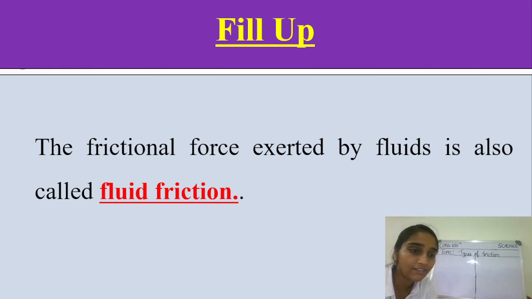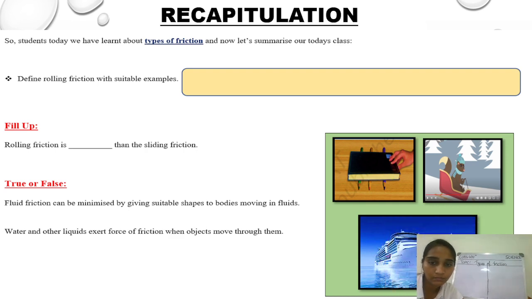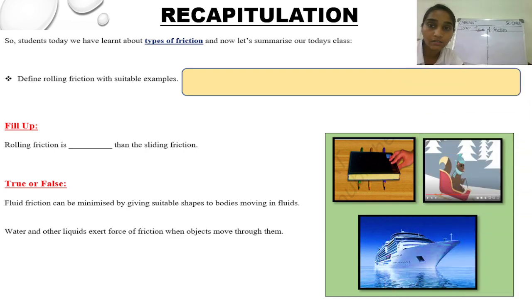So now students, what have we discussed in our today's class? Yes, basically today we have discussed the types of friction, right? So we started with the rolling friction, then we discussed the sliding friction, and then we discussed the fluid friction. So students, if I ask you to define the rolling friction with suitable examples, then how will you define? Yes. Rolling friction is when one body rolls over another body, then the resistance to its motion is termed as the rolling friction.